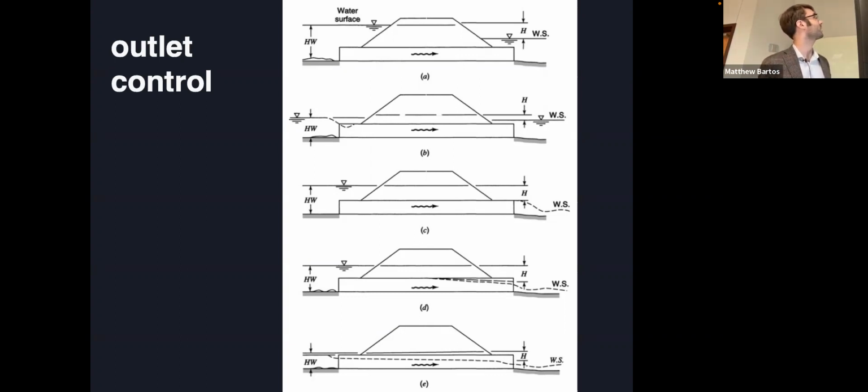So the ones that are most common are A, where you have pressurized flow, and then D and E. But all of these situations could potentially occur. What is the common factor between all of these different cases?